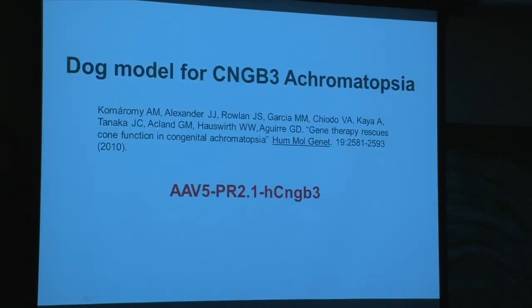Okay, the fourth model is a B3 achromatopsia model in dogs. There's also a mouse model, but I'm just showing you some of the results here. Again, serotype 5, PR2.1, and again, human CNGB3, not A3. And that was published a couple of years ago, 3 years ago.